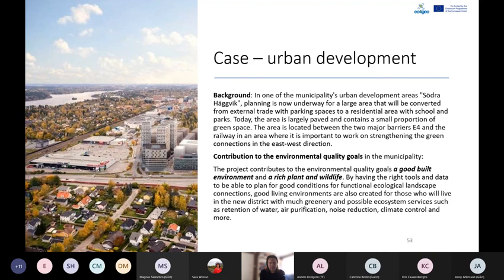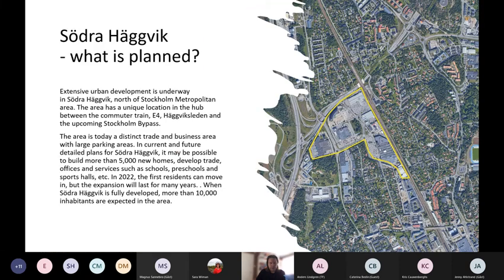So therefore, there are a lot of challenges when it comes to strengthening the green connections and also the green infrastructure as a whole. So the goals here are to provide a good built environment with a rich plant and wildlife. So therefore, we will just make a short overview of what has been done so far here, and how the green infrastructure and the urban ecosystem services has been assessed.